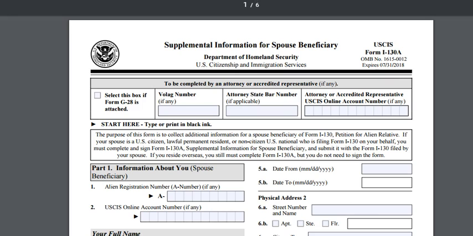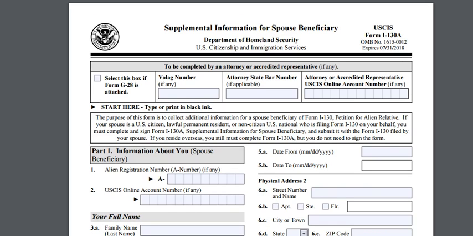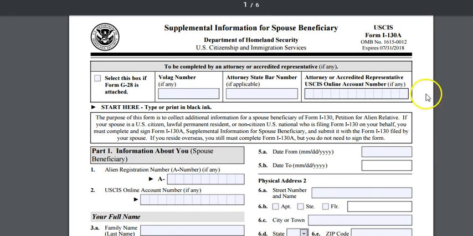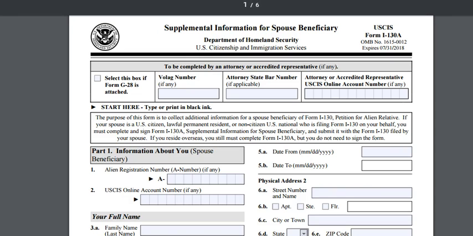In the past we used to submit the form G-325. Right now it's only the I-130. So this is only for when you're applying for your spouse, but if you're filing for kids, or brother and sister, you don't need to file this form. Okay, now let's go back.